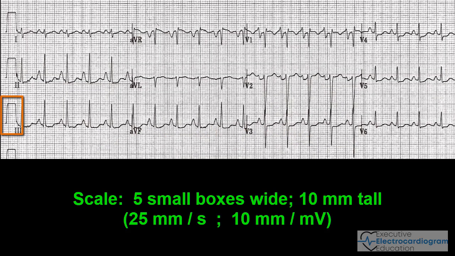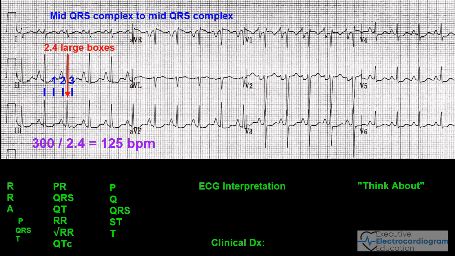The scale is normal based on the grid here: 5 small boxes wide and 10 millimeters tall, corresponding to 25 millimeters per second and 10 millimeters per millivolt. Rate. 300 divided by 2.4 large boxes is 125 beats per minute.